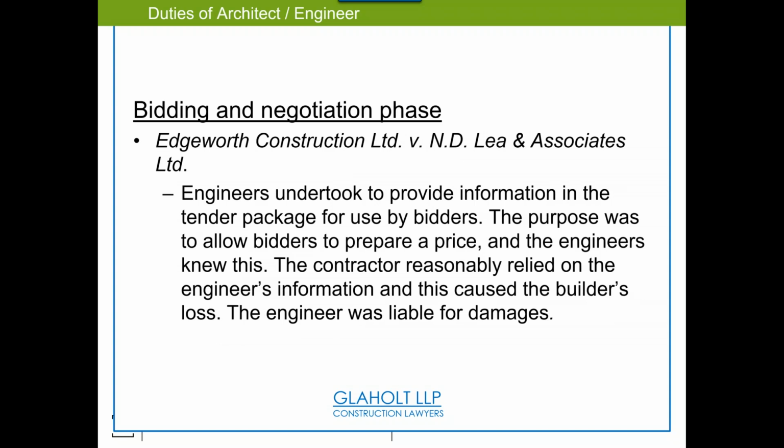This example here, the engineers were providing information to the bidders to prepare a price, and what happened was the contractor relied on the engineer's information, and it caused the builder to lose money. The engineer was liable for damages. So the crux of this is, if the tender package was meant to include price information, and this is the critical piece, so BIM use, cost estimating. I'm very wary of that, because I want to always understand what is meant by that.